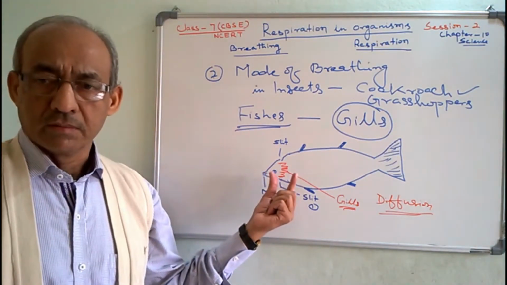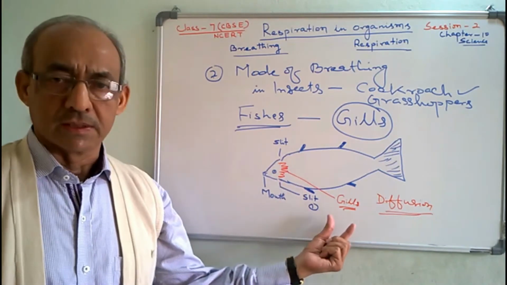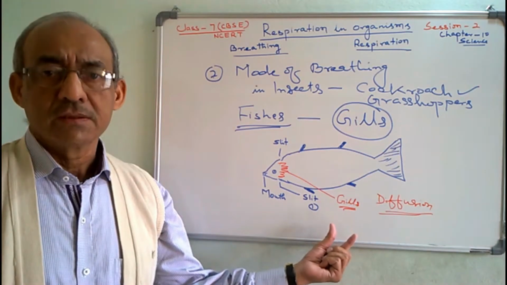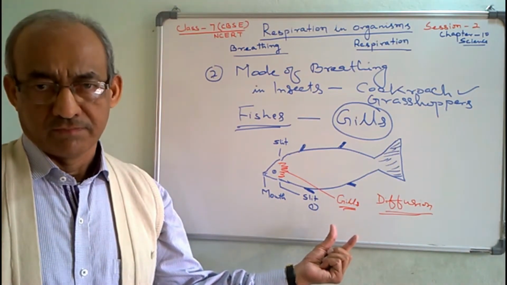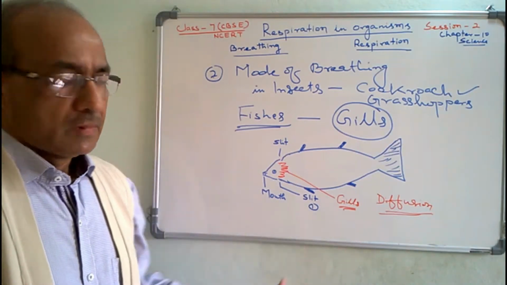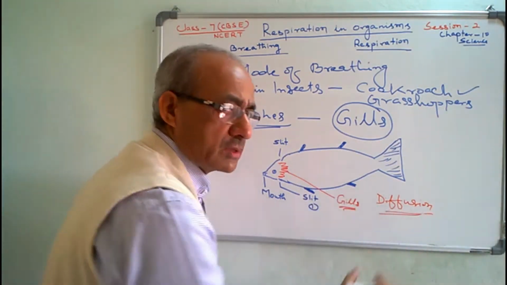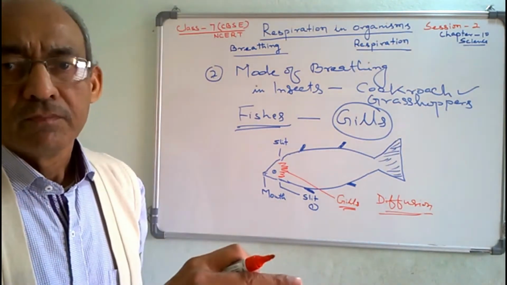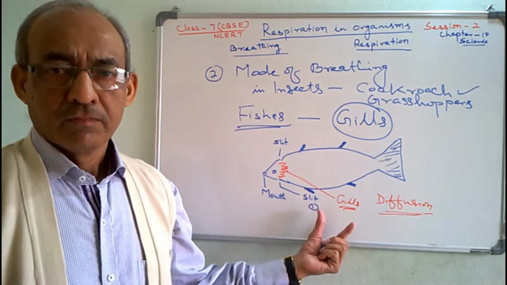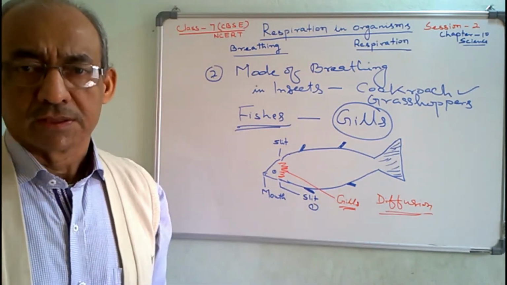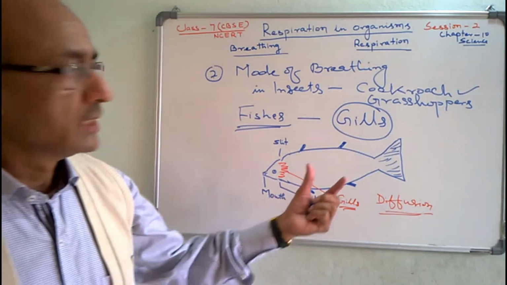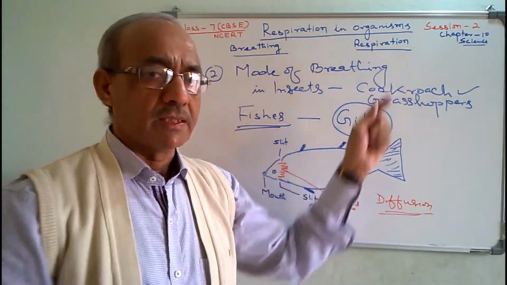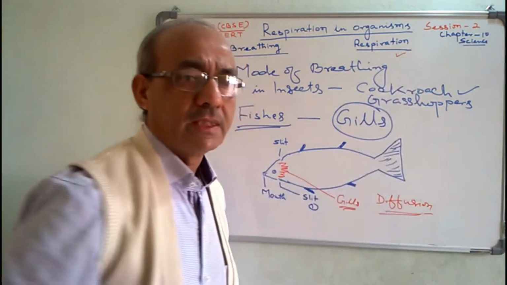A number of thin blood vessels are found in the gills. They are also called capillaries, blood capillaries. By the process of diffusion, the oxygen dissolved in water diffuses into the blood vessels found in the gills. Thereafter, the oxygen reaches the various cells of the fishes. There, actual respiration takes place to release the energy.